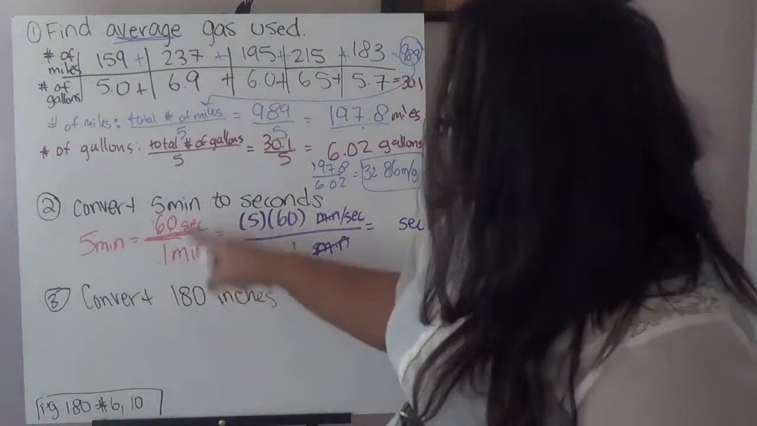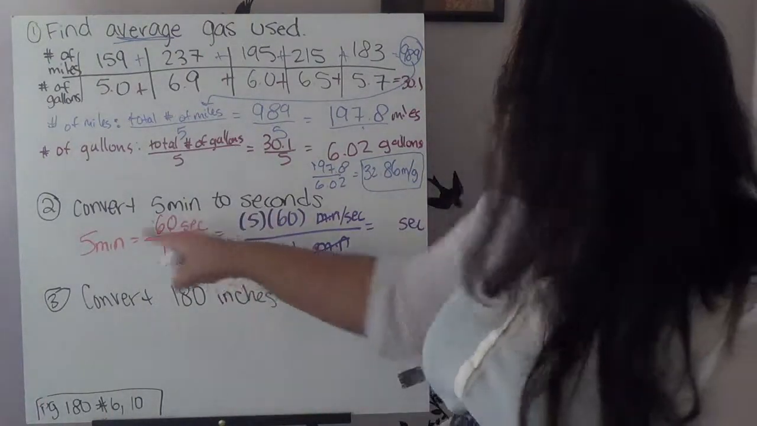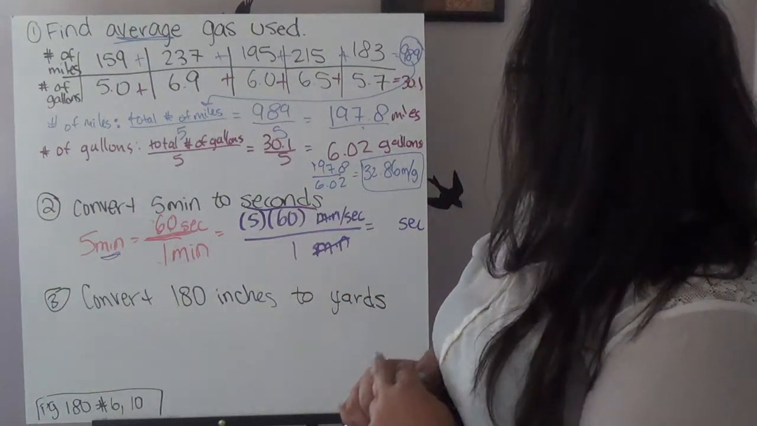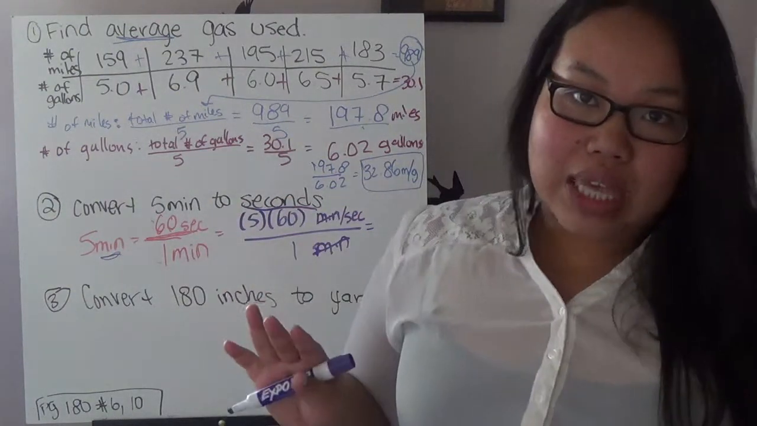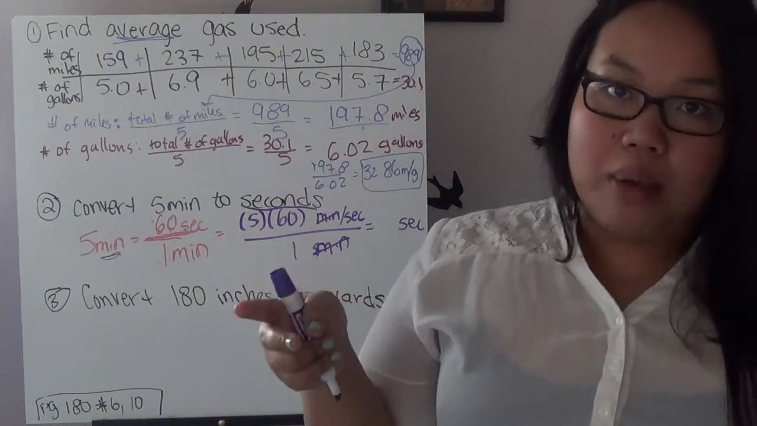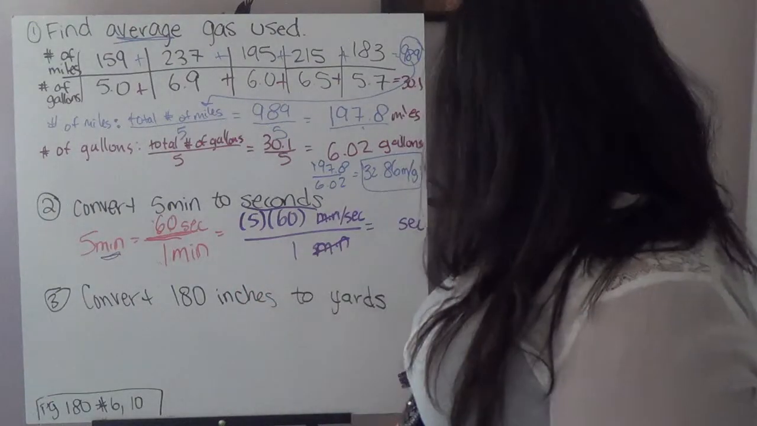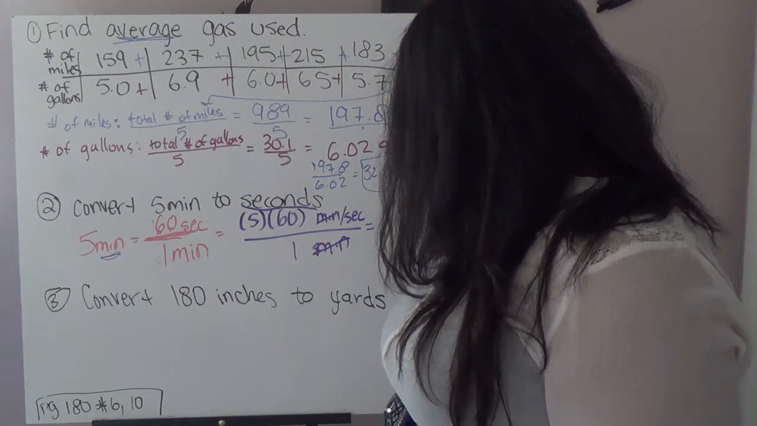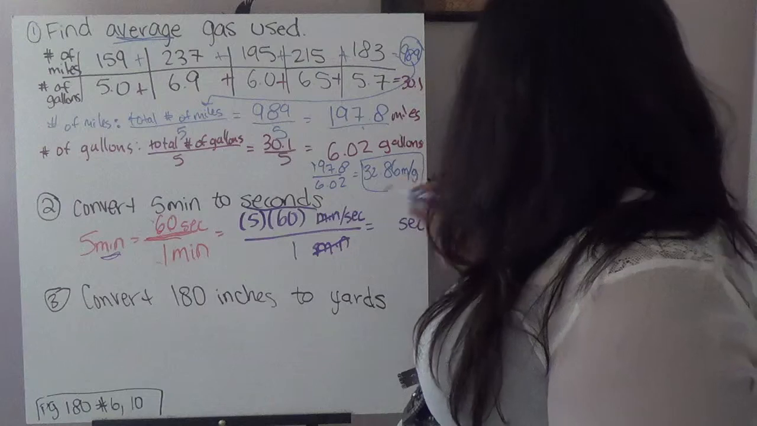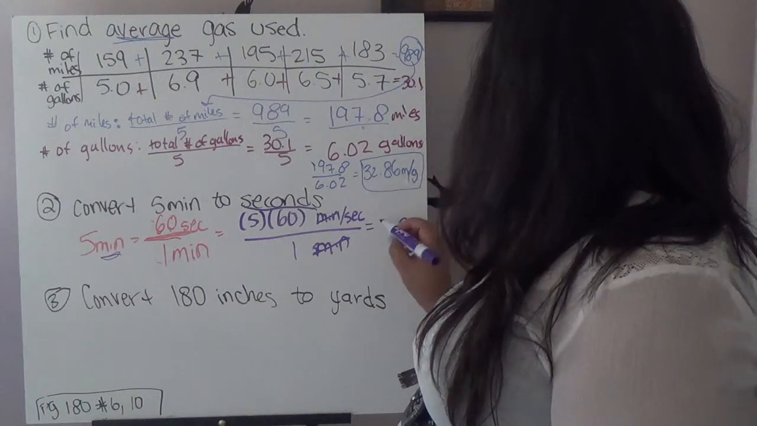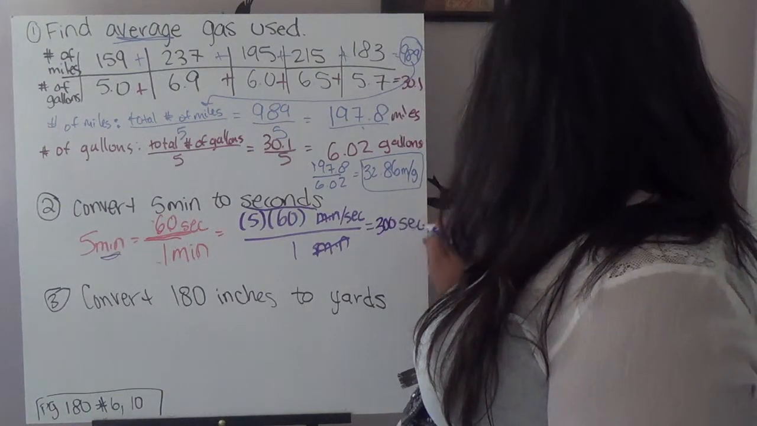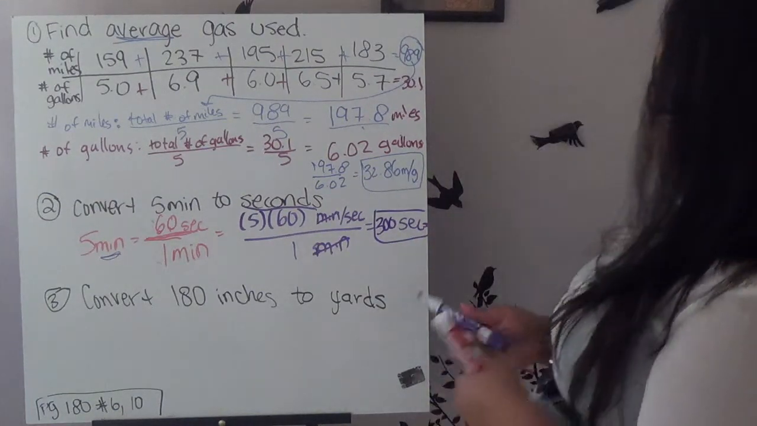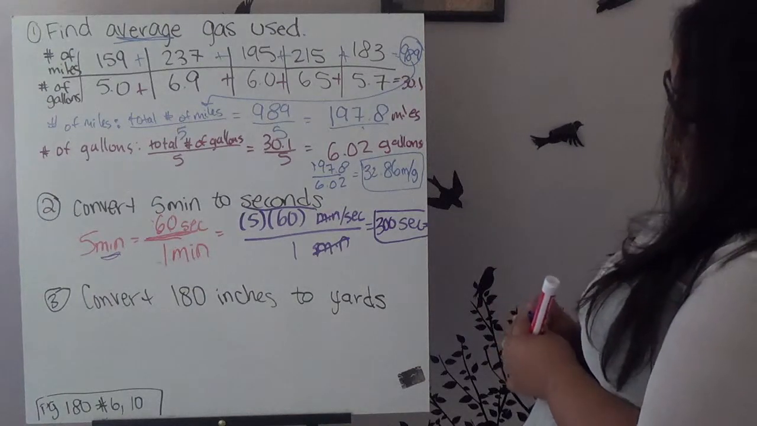I want to create the second equation and put it in the right way so that this cancels out and I end up with what I want to be left with, which is seconds. If I did it the other way, then nothing would cancel out because I have both minutes on top. Alright? So 5 times 60, which would be 300. I could have done that in my head, my apologies. 300 seconds. And that's my conversion. So 5 minutes is 300 seconds.